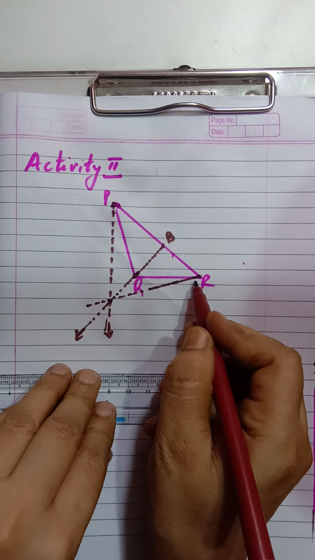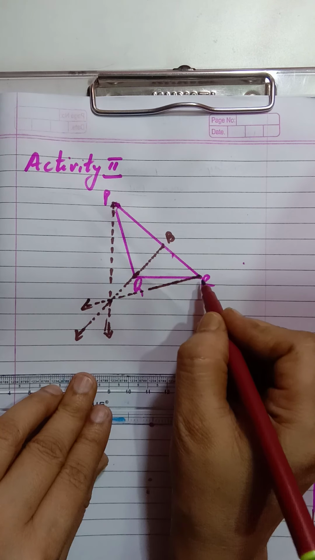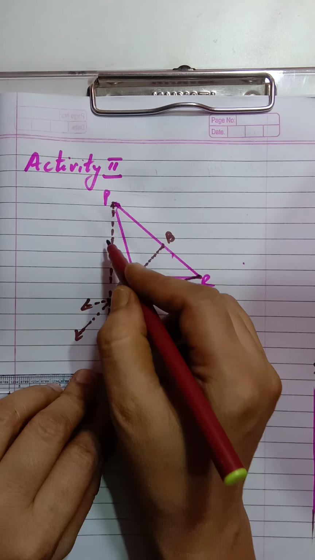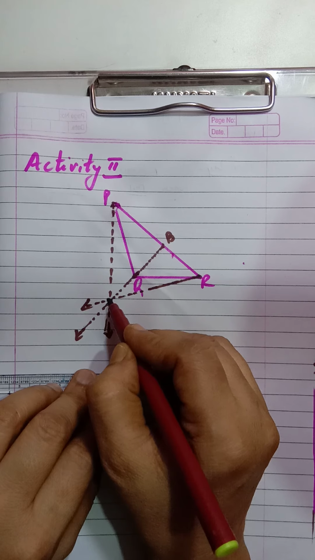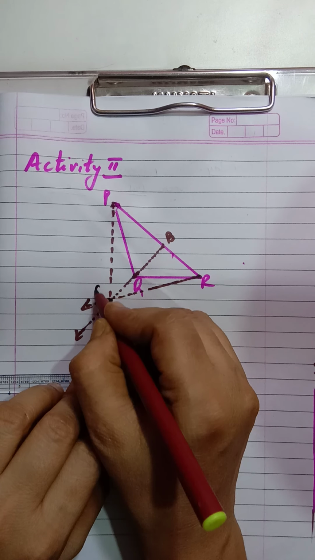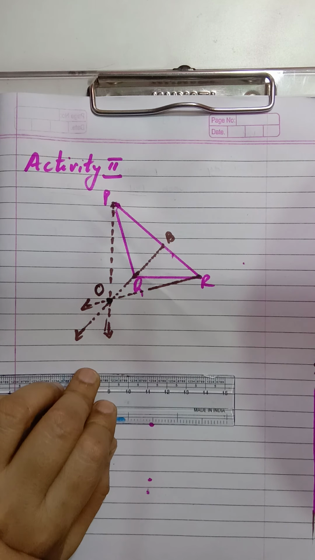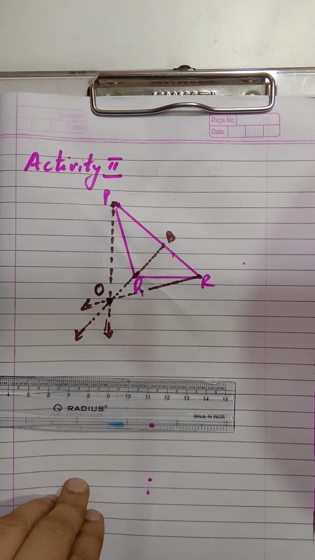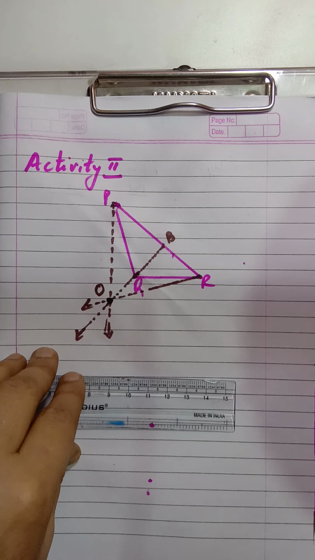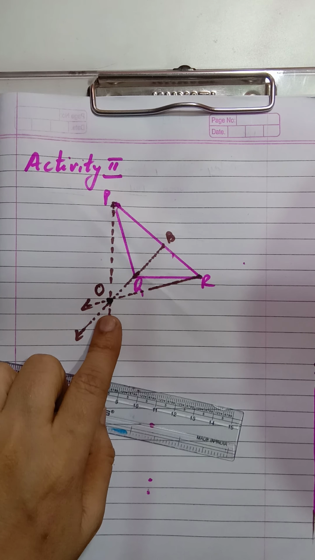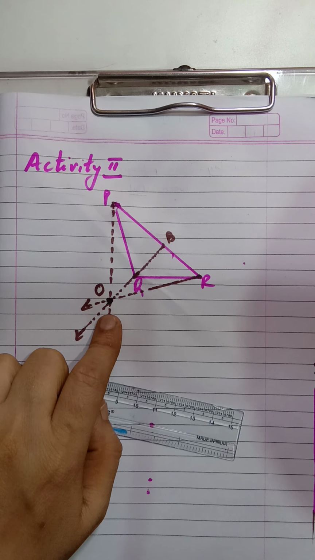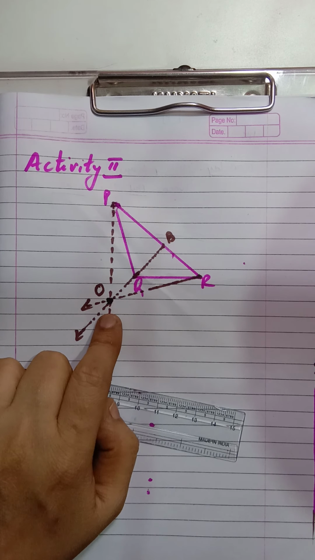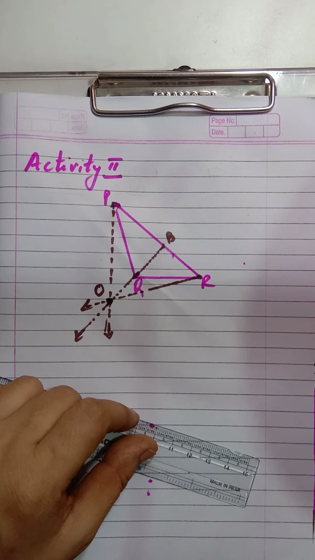Now see children, we have drawn a perpendicular from this vertex R. So all the three altitudes are intersecting at this point. Say, orthocenter is always denoted by O. Now you can see that here we have taken an obtuse angle triangle, and in case of obtuse angle triangle, where is the orthocenter lying? It's lying outside the triangle, right? Yes or no? So the orthocenter of an obtuse angle triangle is in the exterior of the triangle.